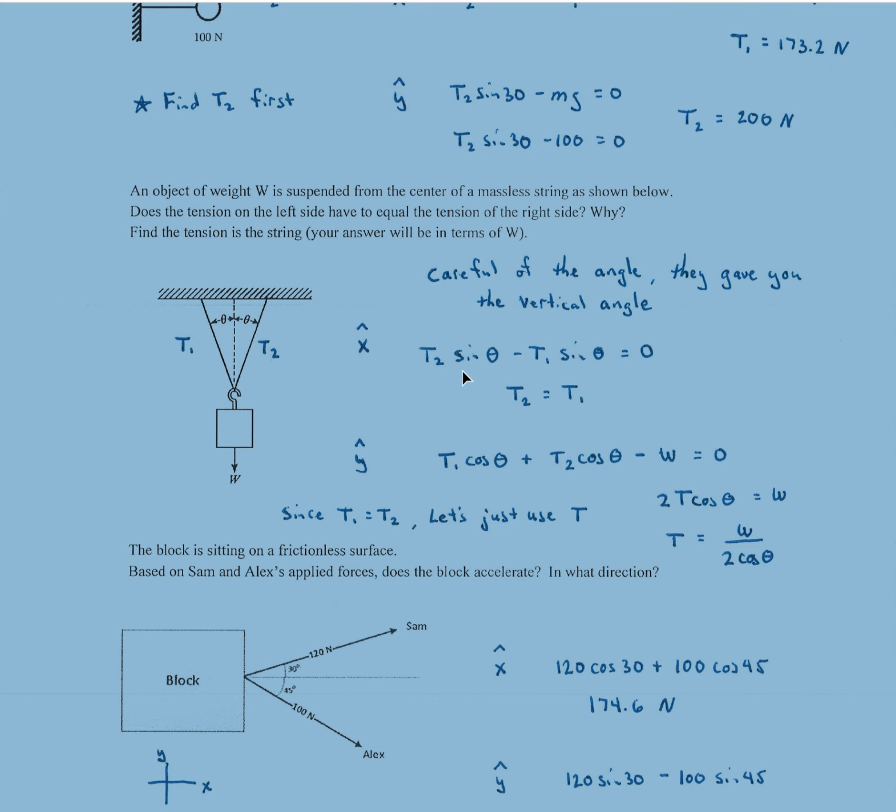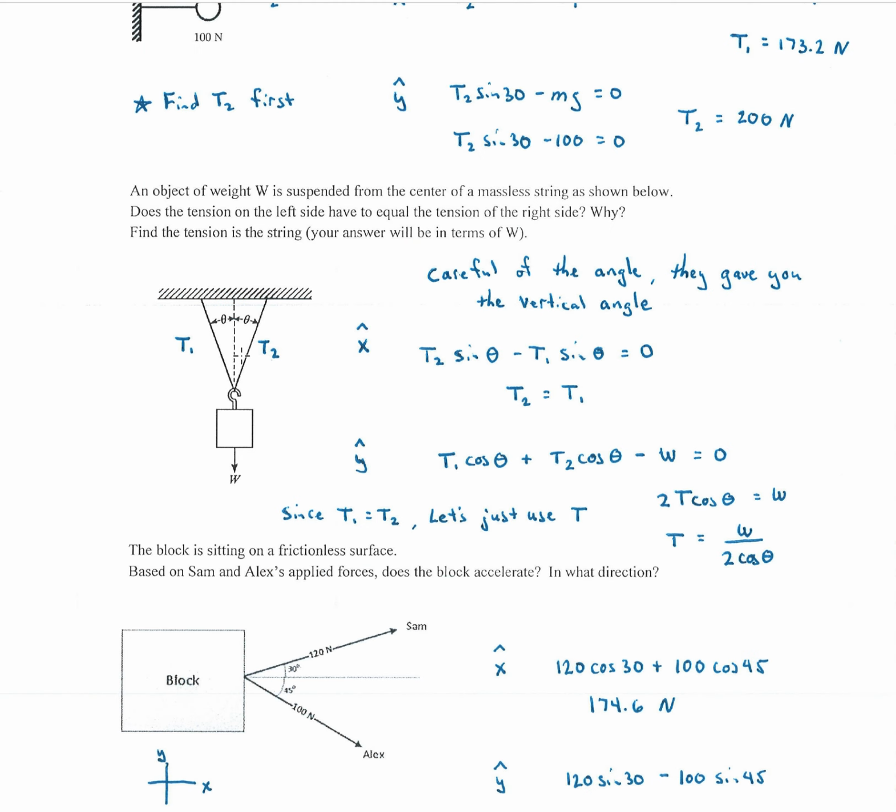But look, they're pulling left and right the same. They have to be. The angles are the same. So if T2 sine theta must equal T1 sine theta and the angles are the same, then those two ropes have to be the same tension. If they're the same angle, they have to be the same tension.